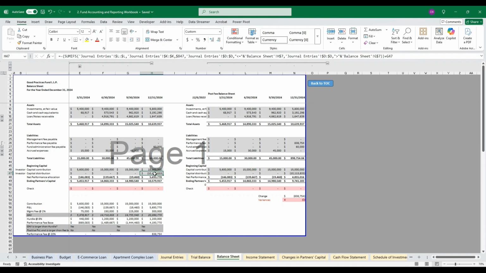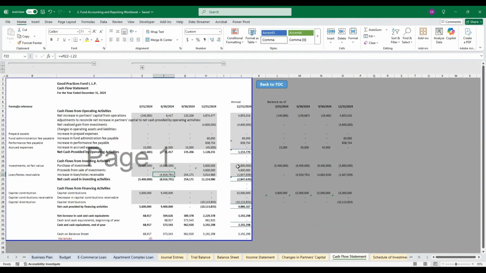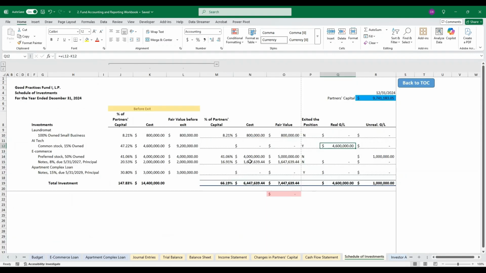This is the distribution. And then we have a $10 million distribution, including the AI company and the prepaid loan principals. This is our cash flow. We would have a $4.6 million realized gain in the operating activities, and we will have the equity proceeds and the loan receivable cash flow change here. Then we will have our distributions. So this is how the cash flow changes after we have these equity and loan activities by the end of the year. Then this is our schedule of investment.